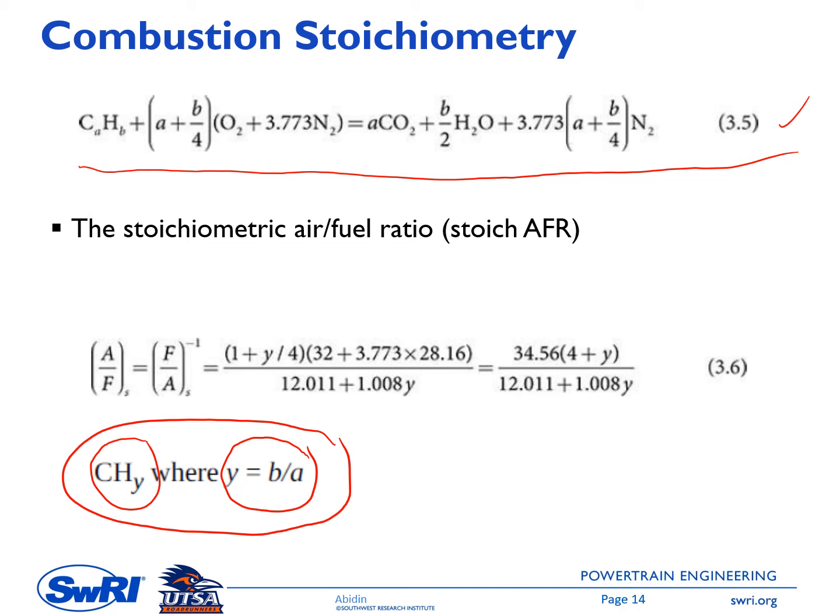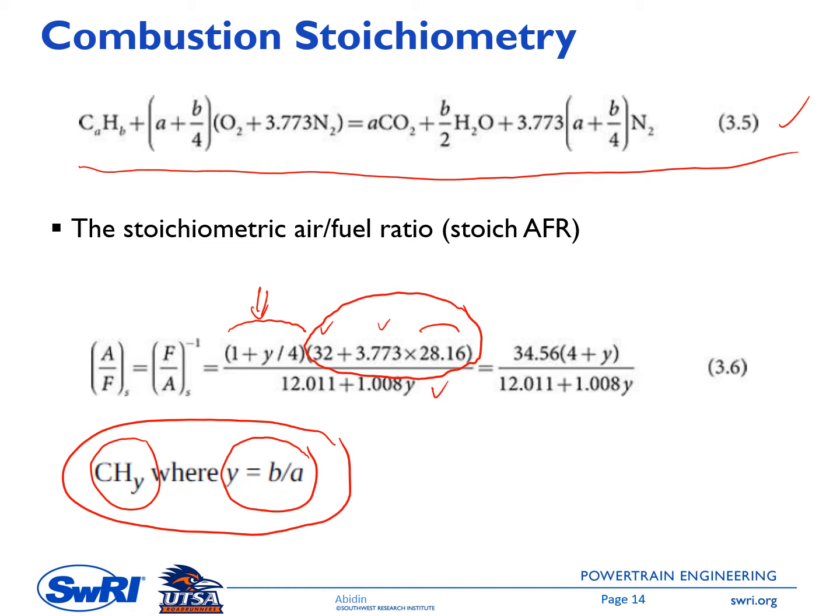The stoichiometric air-fuel ratio here is the ratio of the air mass to the fuel mass. So this is the mole number of air, and then this is the molecular weight of oxygen, and because we have 3.773 moles of nitrogen, this is the molecular weight of nitrogen. Then we need to include the whole thing here to be multiplied by the total mole number of air.